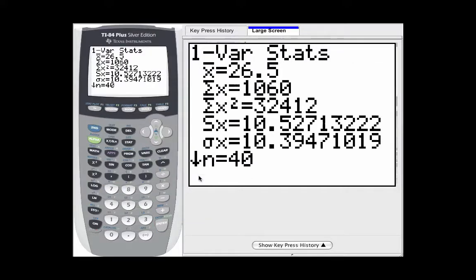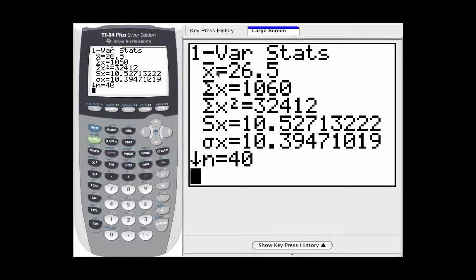Hit enter, and what we notice is that the calculator reports for us both the sample and the population standard deviation. It's up to us to interpret which of these two numbers is the appropriate one to use. If we had a census, if we had every possible data point, then the population standard deviation, sigma sub x, would be the one we'd use. If we had a sample, we'd use s sub x. So in the case of our age data, since that was a sample with size n equal to 40, we'd use the sample standard deviation of 10.527 years.